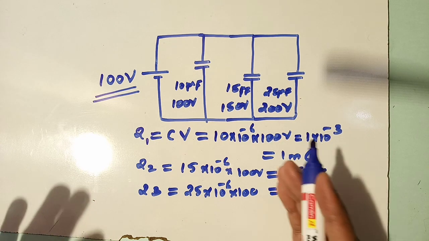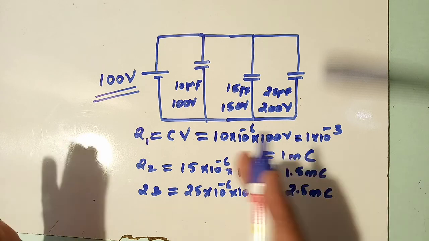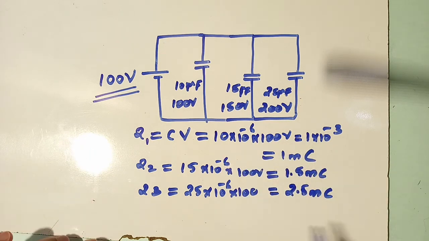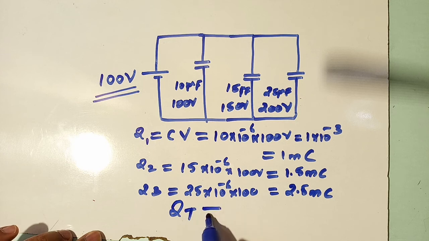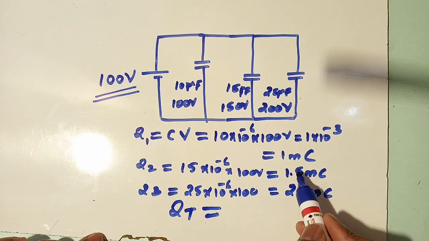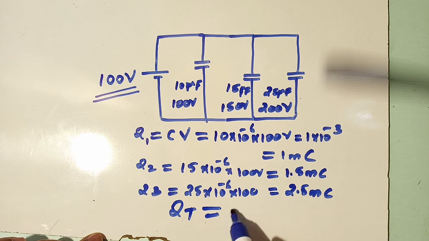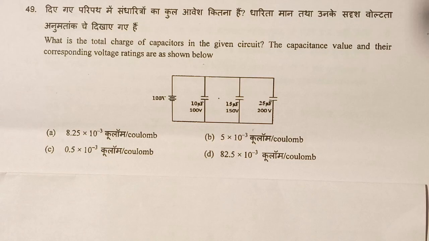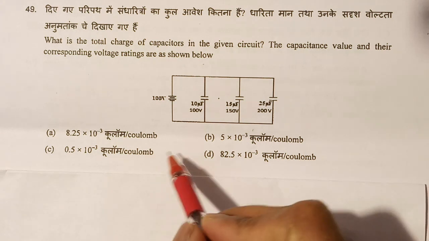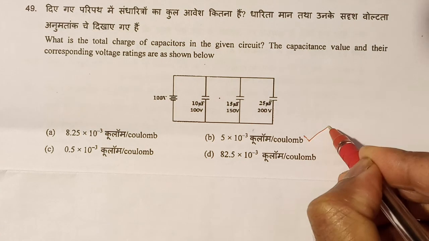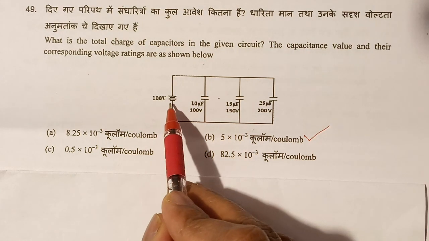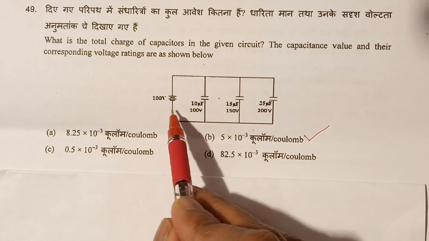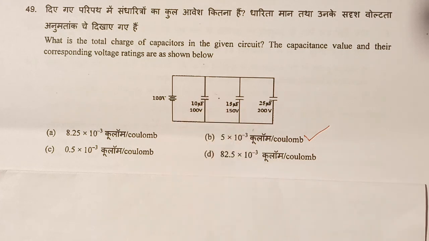See, these capacitors are connected in parallel, so all the charge will get accumulated. So QT, the total charge, equals 1 millicoulomb plus 1.5 plus 2.5, that is 5 into 10 to the power minus 3 coulombs. So for question number 49, the answer is option B, 5 millicoulomb. The only thing you have to be careful about is this 100 volt, so that these capacitors can charge up to 100 volt only.